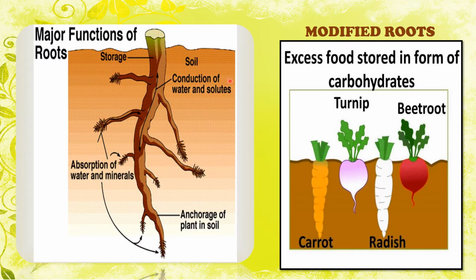In some plants, roots perform some special function and such roots are called modified roots. Modified roots store food in them. Roots like carrot, radish, turnip, beetroot are fleshy because they store food in them and this food is used as a vegetable.